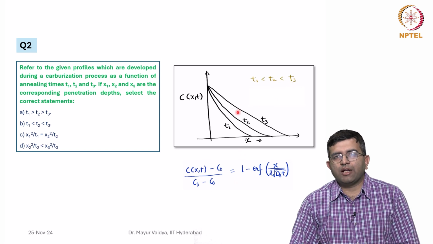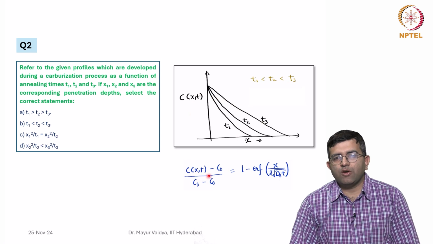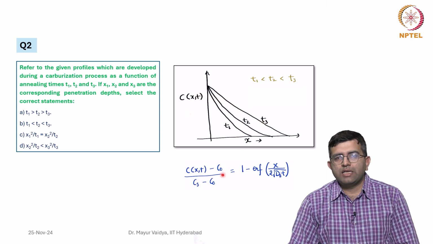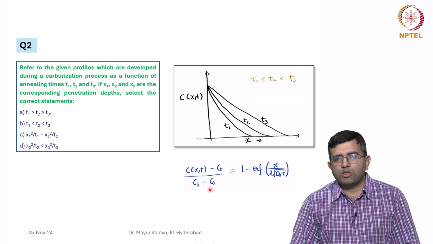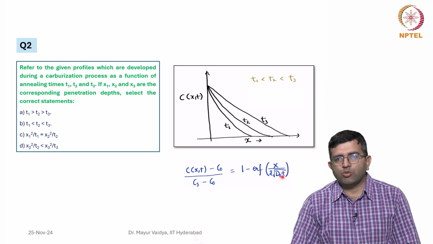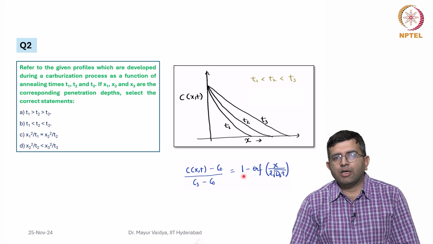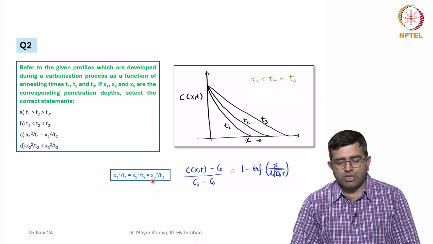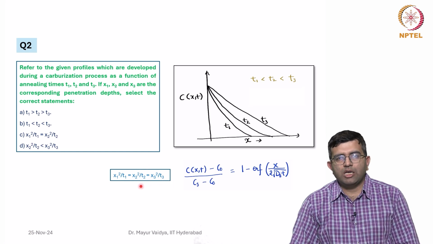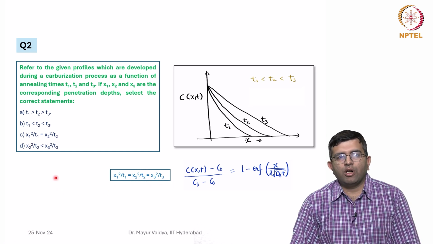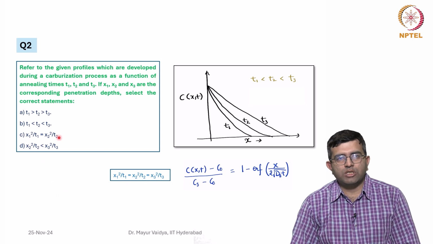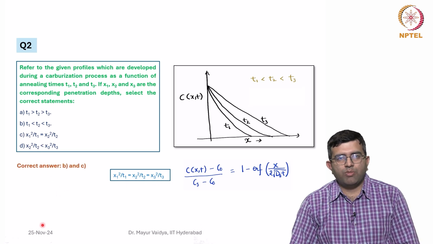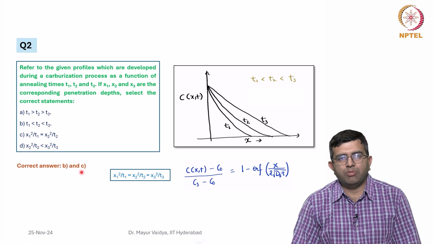The equation that governs this profile is (C(x,t) minus C naught) by (Cs minus C naught) is equal to 1 minus error function of x by 2 root D_B t. And if everything else is the same, then we know that x1 square by t1 is equal to x2 square by t2 is equal to x3 square by t3. And therefore, you see that option C is also correct. So basically here the correct options are B and C.